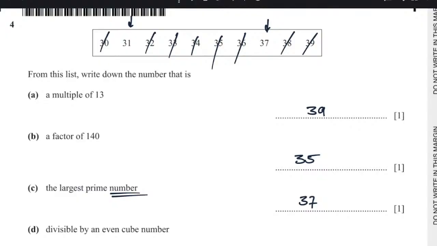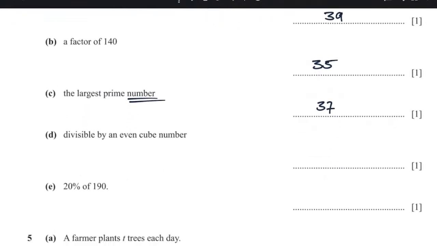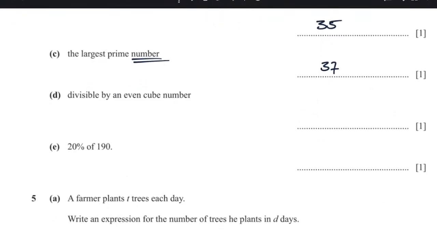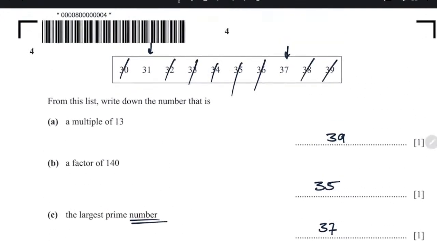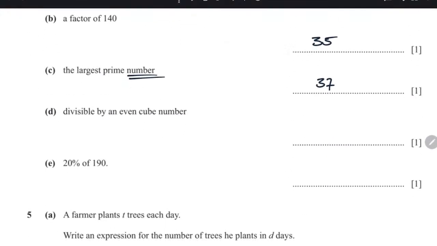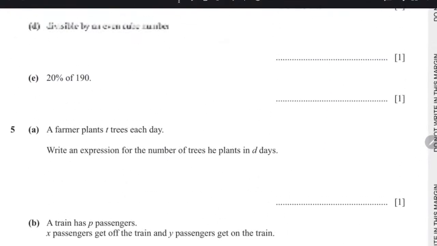So now, can you see? Divisible by an even cube number. Which one is divisible by an even cube number? Cube numbers, when we say we have a cube number, it's the answer you get when you multiply a number by itself 3 times. Okay?